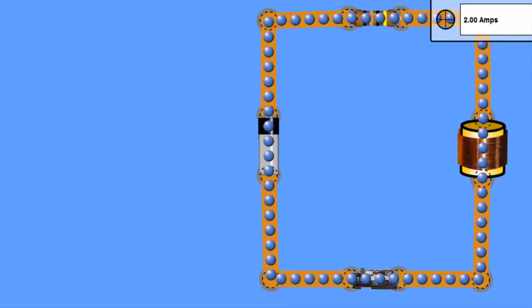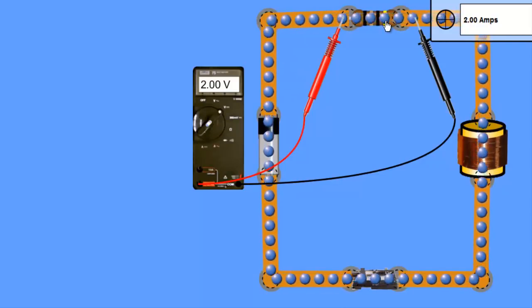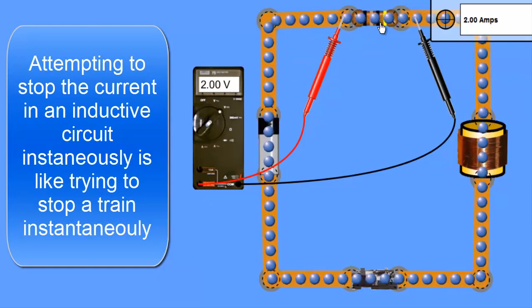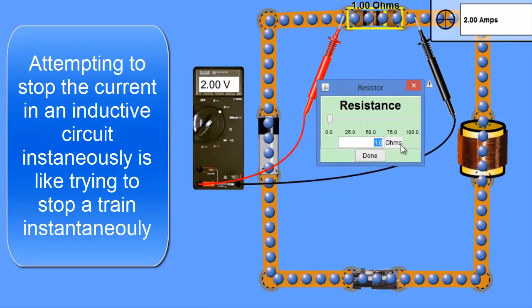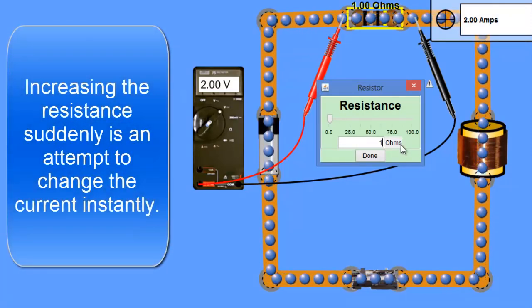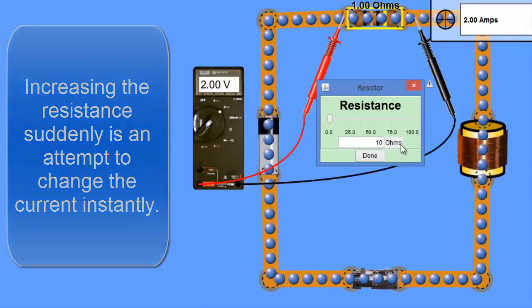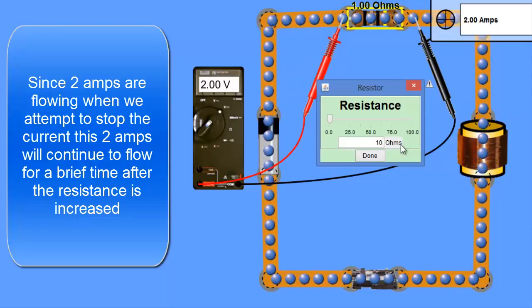Now we're going to monitor the voltage across the resistor. And we're going to do something interesting. We're going to change the resistance. The simulator allows us to change this resistance. Right now it's 1 ohm, and we're going to change it to 10 ohms. I'm going to change this to 10, and before I actually commit that resistance, let's think about what this might mean. If the current is going to continue to be 2 amps after we change this resistance, that means we will have 2 amps through that resistance for a short period of time. Now let's see if that actually happens.